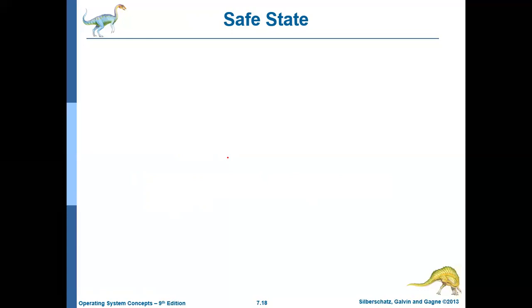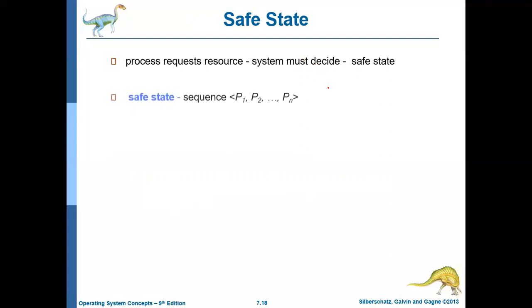The system is said to be in a safe state if it can allocate resources to each process in some order in such a way that there is no deadlock. The system is said to be in a safe state if the operating system is able to allocate resources to each process in such a way that there is no deadlock. So a process requires resources, and the system must identify some order to ensure that there is no deadlock. So the system is said to be in a safe state if there exists at least one safe sequence.